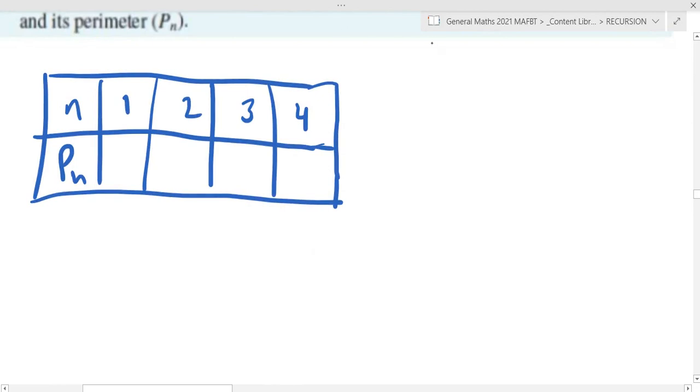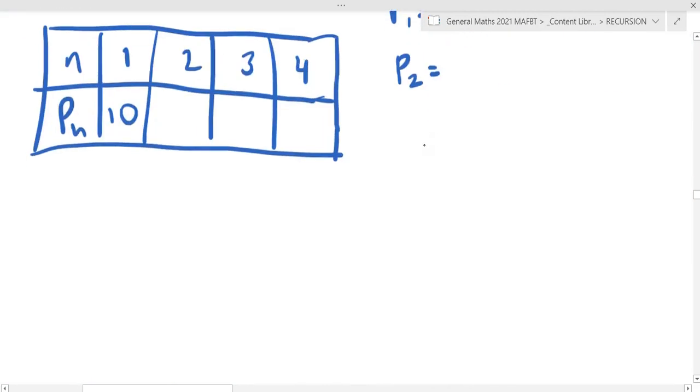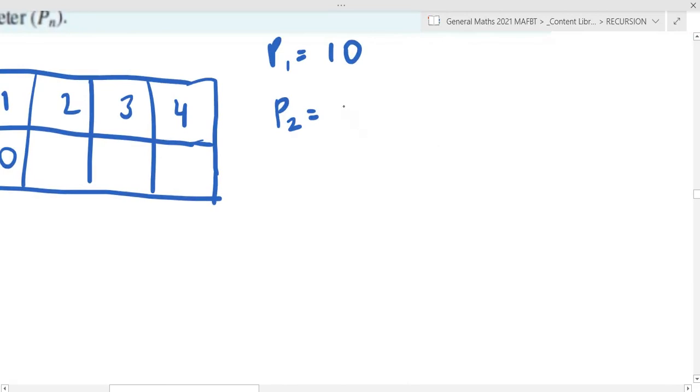Okay, so I already know this is how we do it. P1, we know is going to be 10. That's easy, so we write 10. P2, what's P2 going to be? Well, remember the recurrence relation says Pn plus 1 equals Pn plus 6. So P2 will be equal to P1 plus 6, or plus the common difference, sorry.